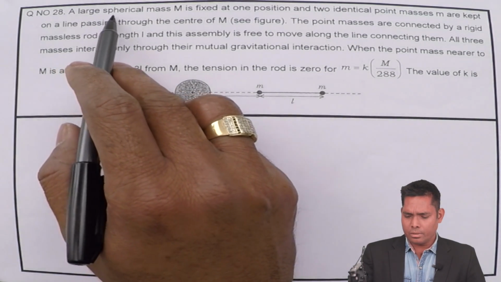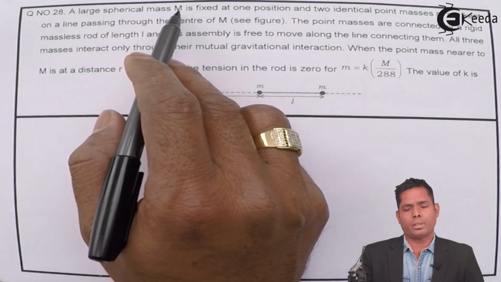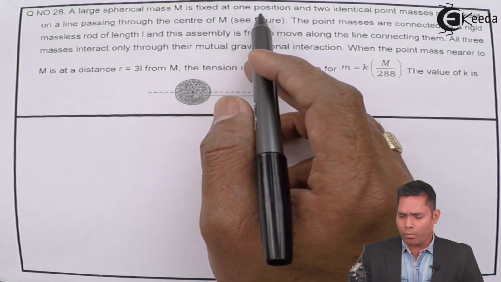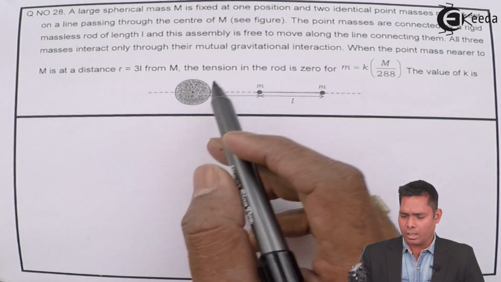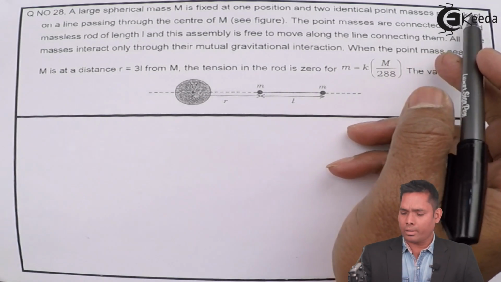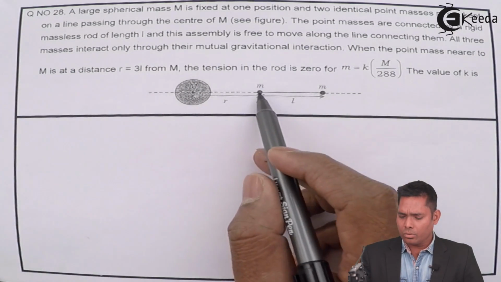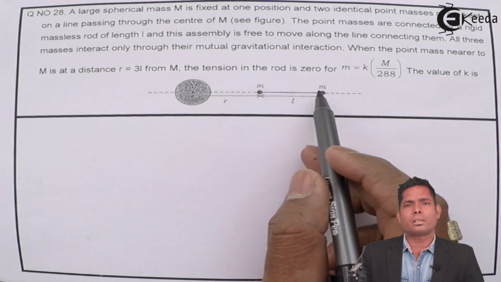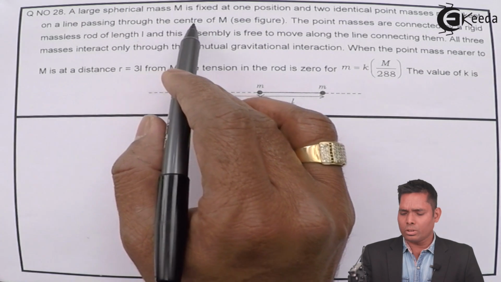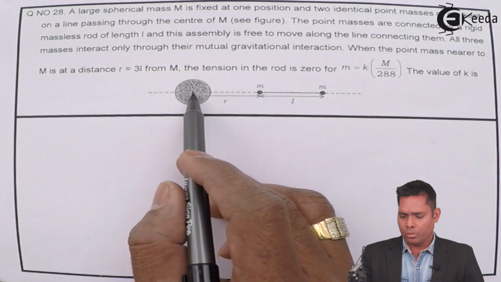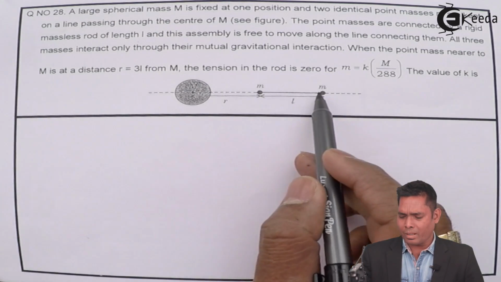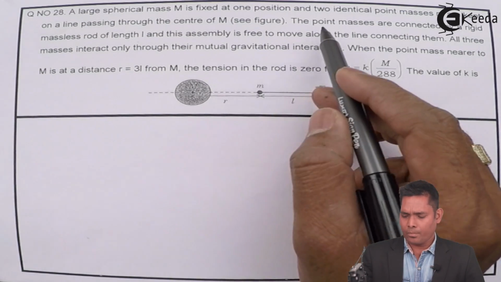A large spherical mass M is fixed. This mass is fixed at one position, so it is fixed here, and two identical point masses m are kept on a line. So these are the two point masses kept on the line passing through the center of M. Through the center of M there is a line drawn like that. So these two masses are placed on this line.